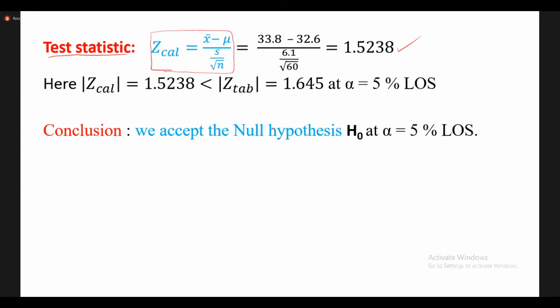Yeah, all of you check. Check as well. Yes, got it, same thing? Yeah, very good. I hope all of you got the same thing, Z calculated.